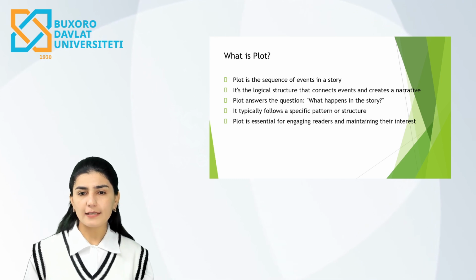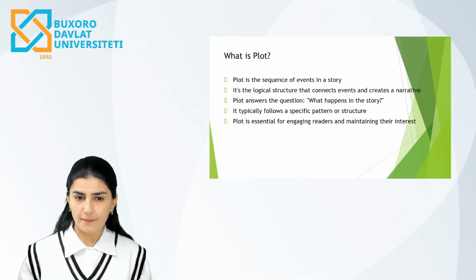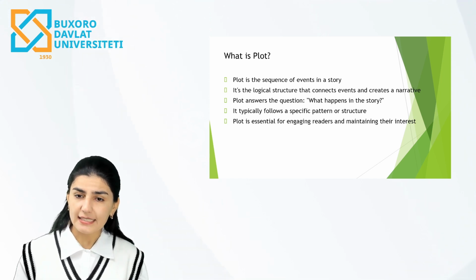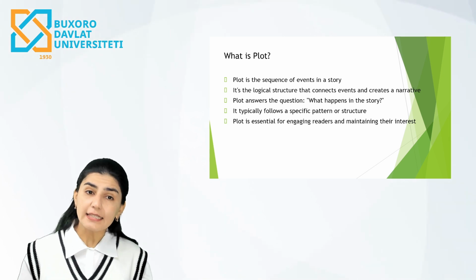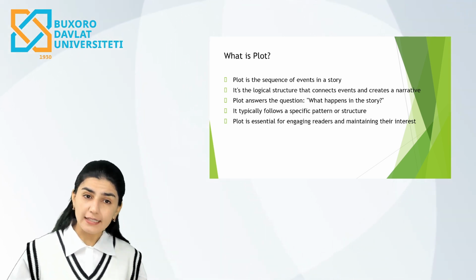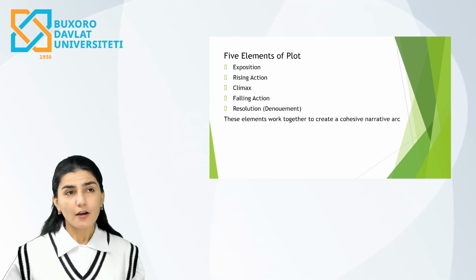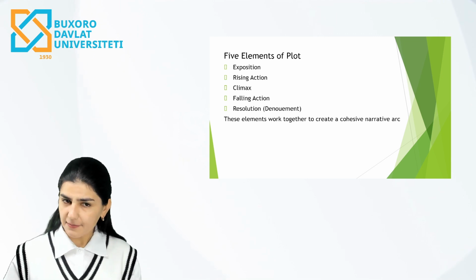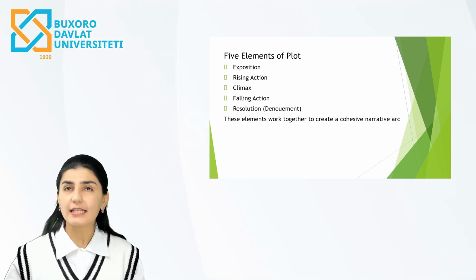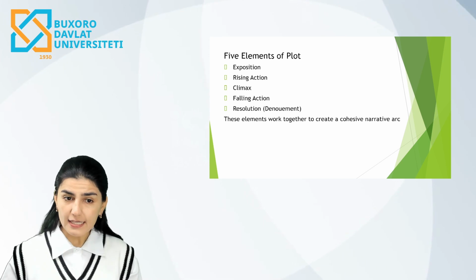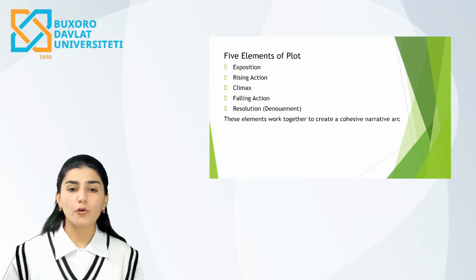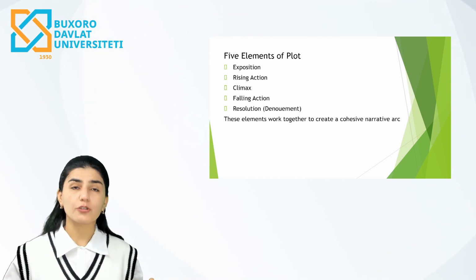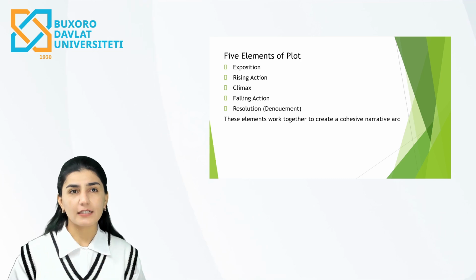It typically follows a specific pattern or structure. We can say that plot is essential for engaging readers and maintaining the interest of the audience. That's why we need to analyze plot. And there are 5 main elements of plot. The first one is exposition, the second one is rising action, then climax, then falling action, and at the end resolution or denouement. These 5 elements work together and create a cohesive narrative arc.